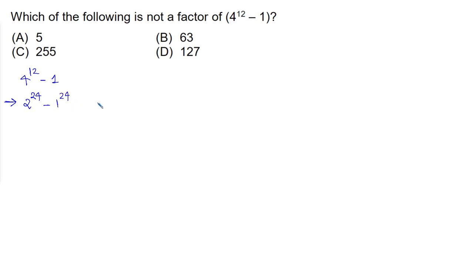Okay everyone, so over here a minus b and a plus b. Okay everyone, now over here can I say that 2 to the power 24 minus 1 to the power 24 is always divisible by a minus b, that is 2 minus 1, that is equal to 1. Okay, and it is divisible by a plus b because power is even. It is divisible by a plus b means it is divisible by 2 plus 1, that is equal to 3. Okay everyone, so 1 is the factor, 3 is the factor.